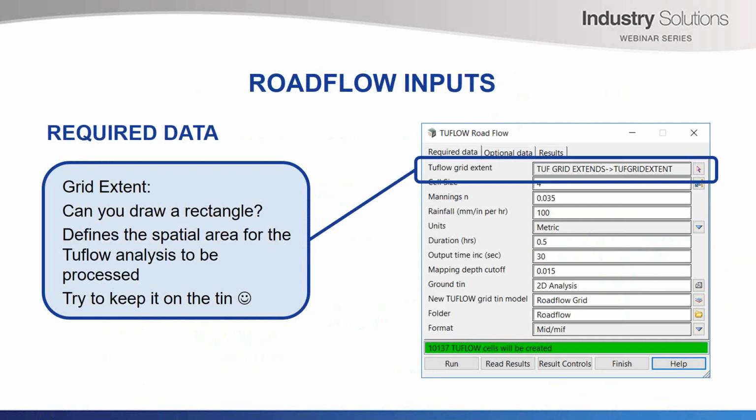The first thing that's required for RoadFlow is the grid extent, and as I say, it's as hard as drawing a rectangle. This defines a spatial area for the TUFLOW analysis to be processed, and as a little hint, try to keep it on the tin, because the grid gets the values directly from the tin, so it's always helpful to have some values in that area.